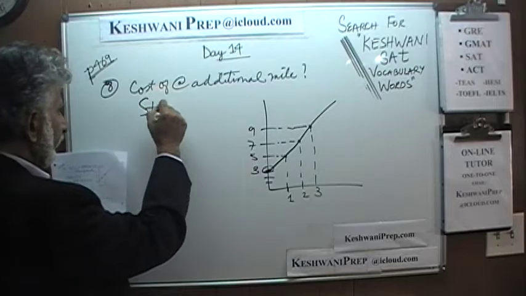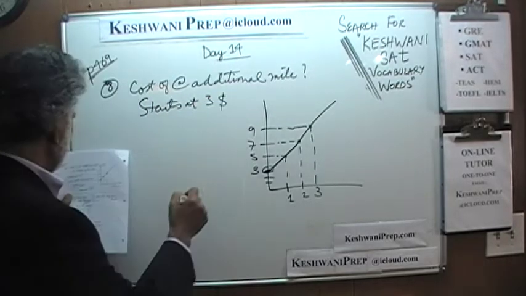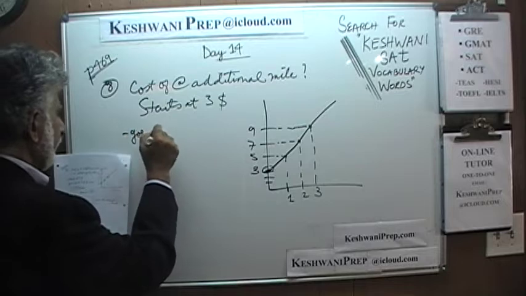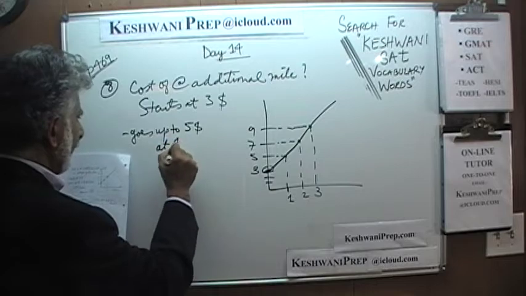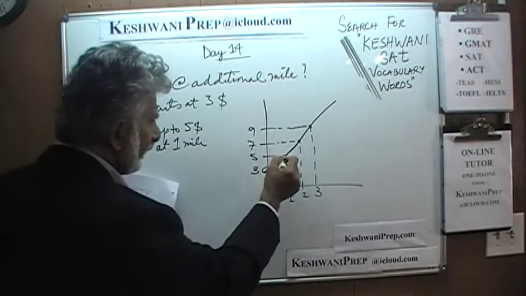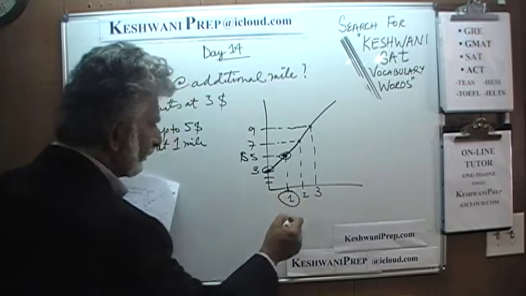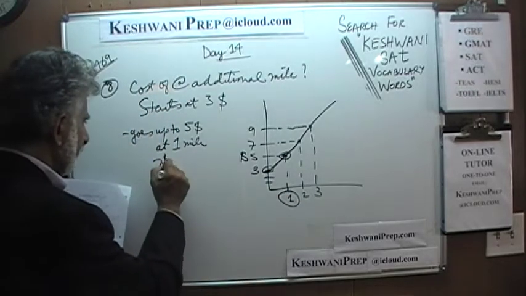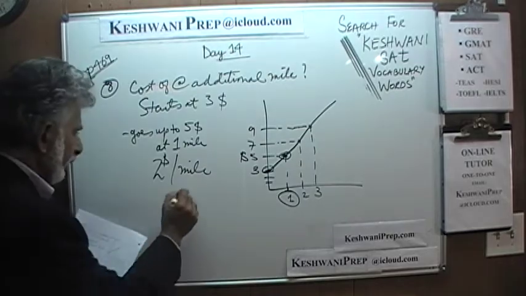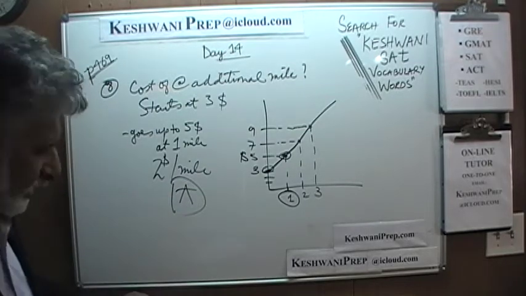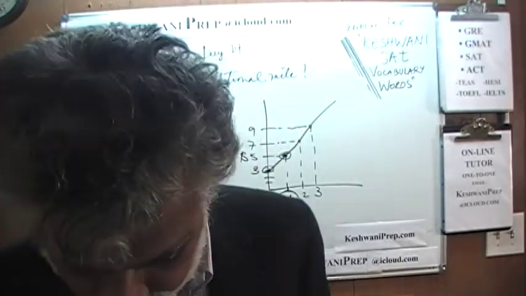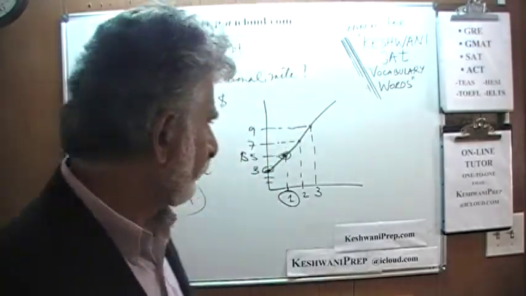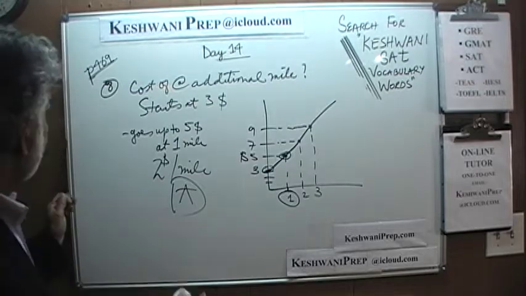In other words, as we said before, it starts at $3, and then it goes up to $5 at 1 mile, as we can see right here. It goes up to $5 when you have traveled 1 mile, which means that we are paying $2 per mile. The answer is A. The cost of each additional mile after having gotten into the cab is $2. We have to pay $3 to start out with, and then after that, each additional mile that we ride, the meter keeps going up by $2. That's the slope, and that's the intercept. Number 9.